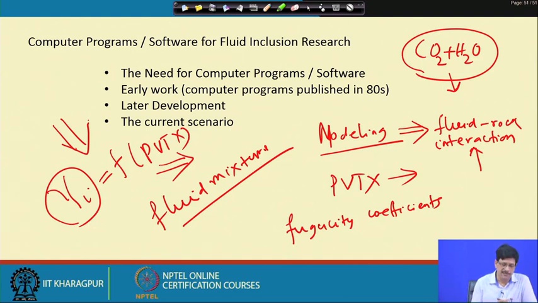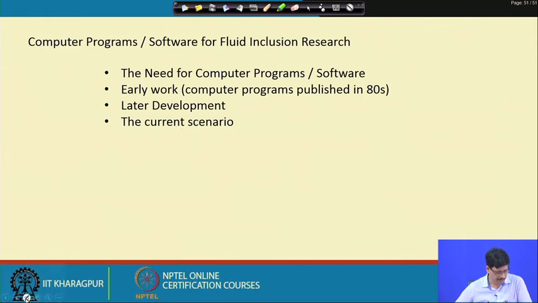But the use of computer modeling is essential whenever we are doing development of any of the existing formulations. Say, for example, suppose we are talking about only an aqueous fluid. So, that aqueous fluid is water plus electrolytes.